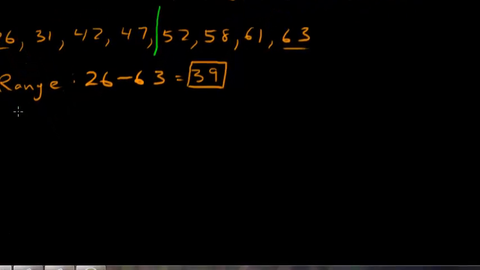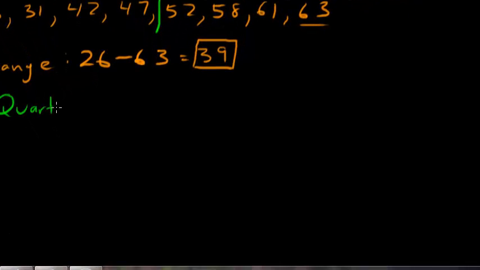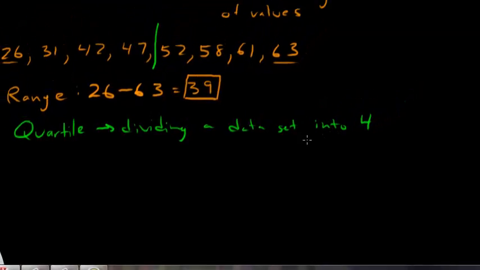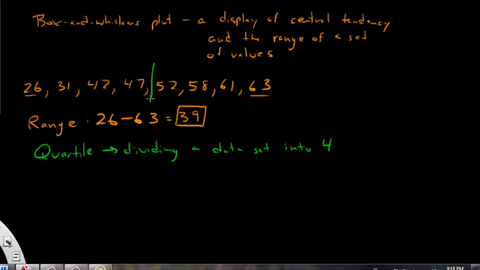Well, a quartile, as you can imagine, like a quarter, is just dividing a data set into 4. So, in this particular data set, we've divided it into 2 already, and some would call this the second quartile.